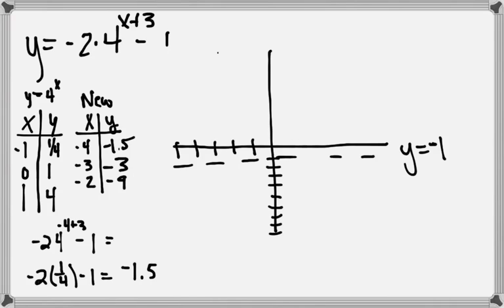So let me go ahead and graph this. This is negative 1.5, negative 3. So negative 1.5, 1, 2, 3. So it's about right here. Negative 3, negative 3. About there. And then negative 2, negative 9. Oh, I got 1 point wrong. Let's see. We have negative 4 would be right about there. And negative 3, 3. Right there.